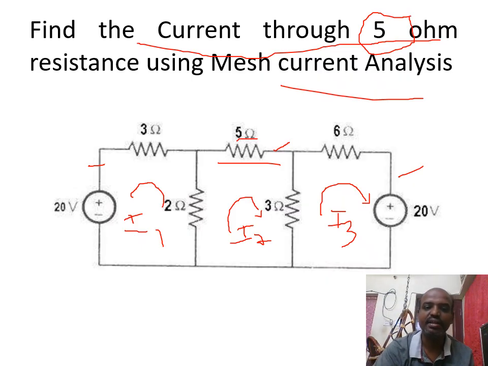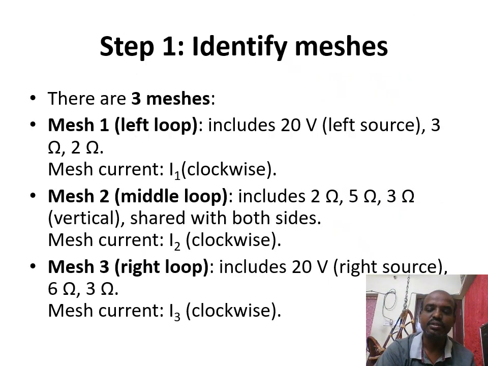So we identified how many loops there are and we assumed the current flow direction. So now we are going to apply KVL for each loop. From this we will obtain the equations. So first we will see the left side loop. These are the identified loops, or otherwise we call them meshes.